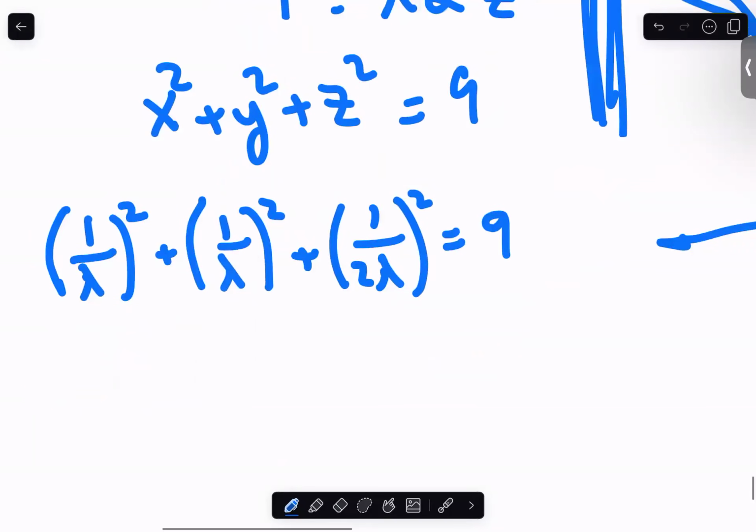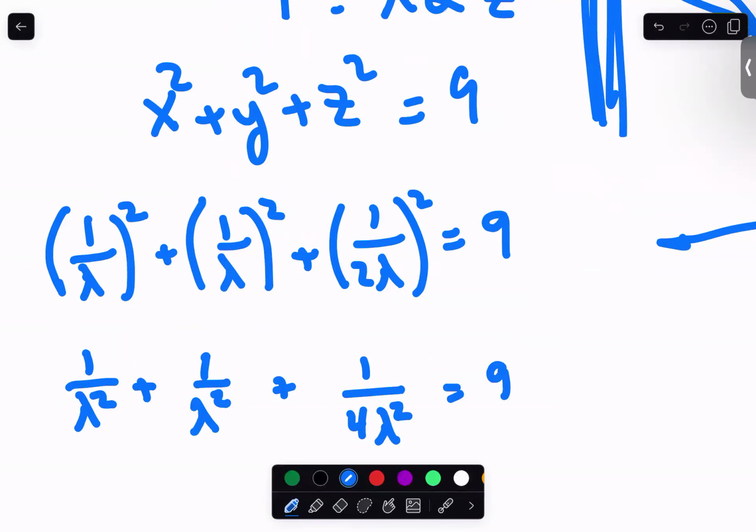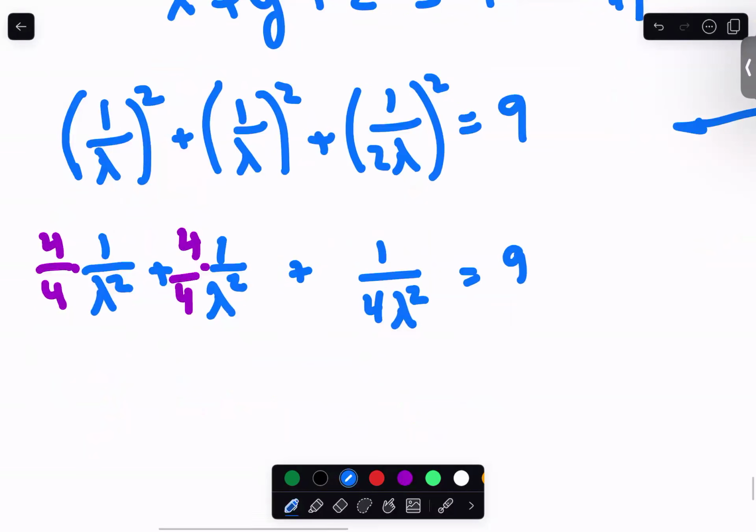So let's go ahead and take this just a little bit carefully here. I'm going to rewrite this: 1 over lambda squared, 1 over lambda squared, plus 1 over 4 lambda squared. Let's get a common denominator. I'm going to multiply by 4 on top and bottom, and again here on top and bottom still by 4. So my common denominator is going to be 4 lambda squared. Now in my bottom, 4 lambda squared, and in my top, I'm going to have 4 plus 4 plus 1. So I'm going to have 9.